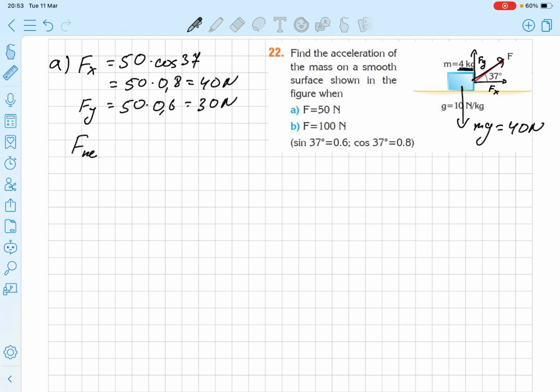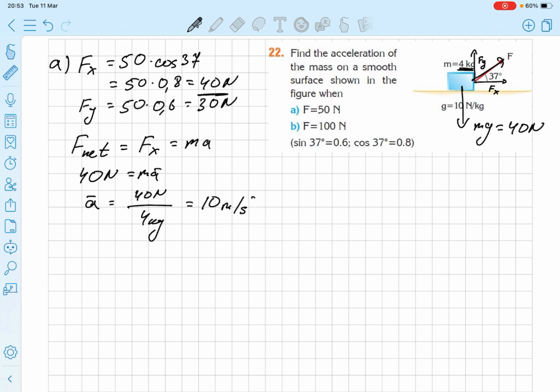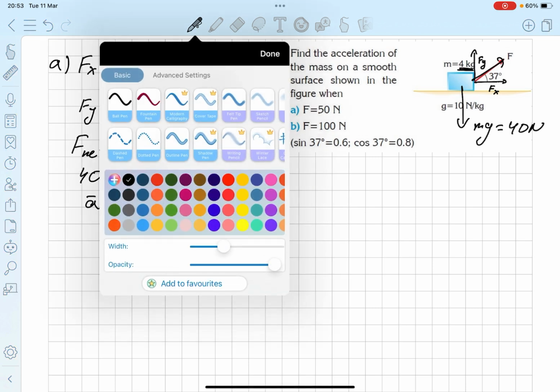So F net is equal to the horizontal forces Fx, and there are no other forces. That means only Fx maintains the acceleration, ma. So Fx, which is 40 newtons, is equal to ma, and acceleration is equal to 40 newtons over the mass, which is 4 kilograms. So it is equal to 10 meters per second squared. This is for the first one.